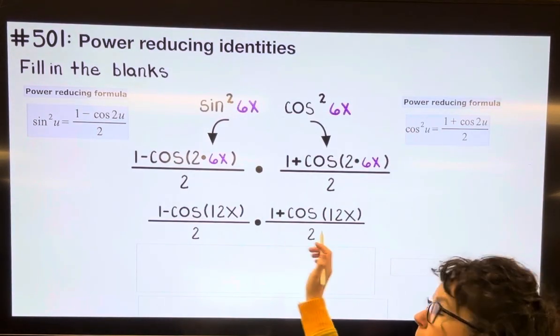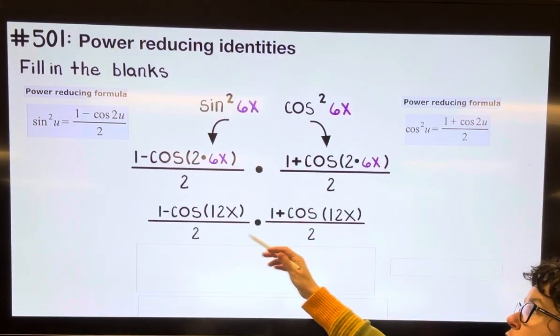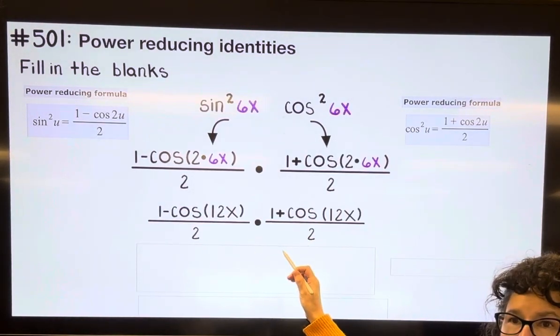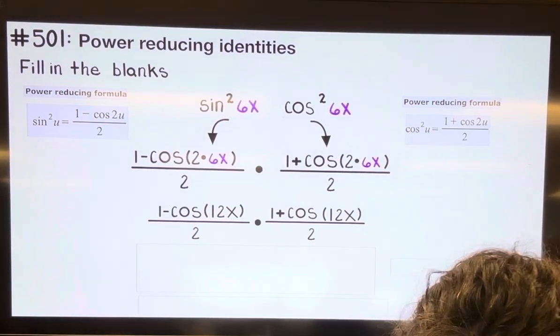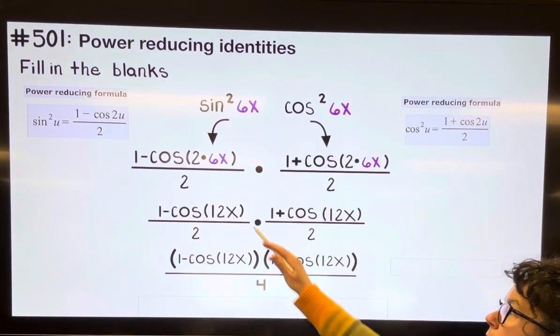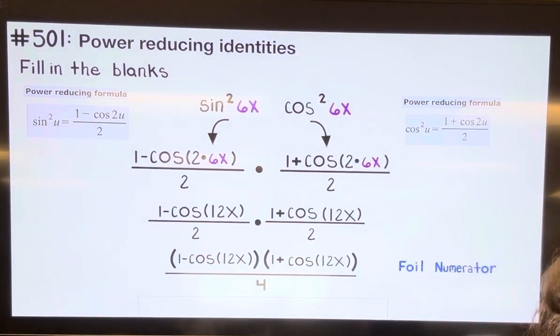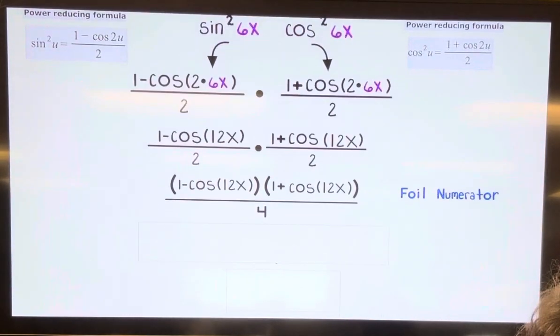Next, I want to multiply these fractions together. And when you multiply fractions, you're multiplying numerator times numerator, denominator times denominator. 2 times 2 is the 4. Now when I multiply these two numerators together, that is going to require me to FOIL those numerators together.